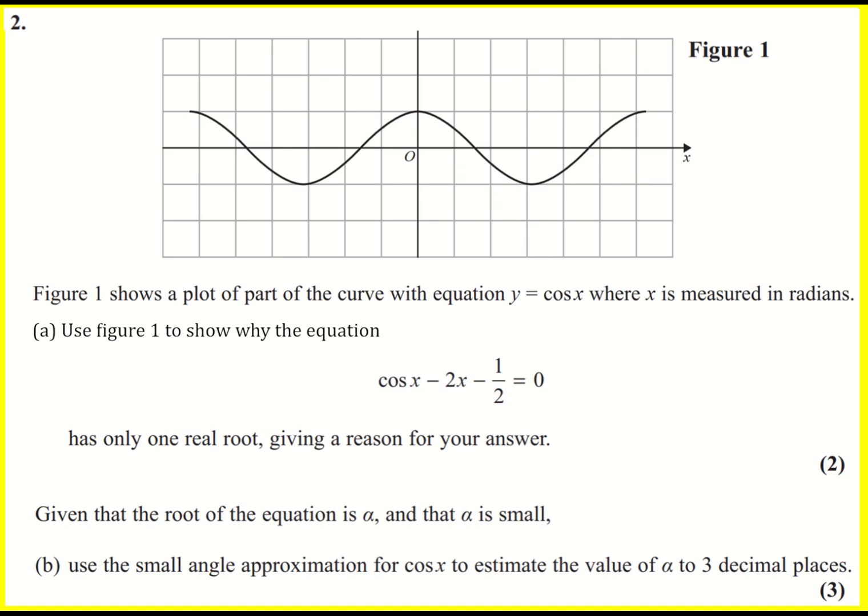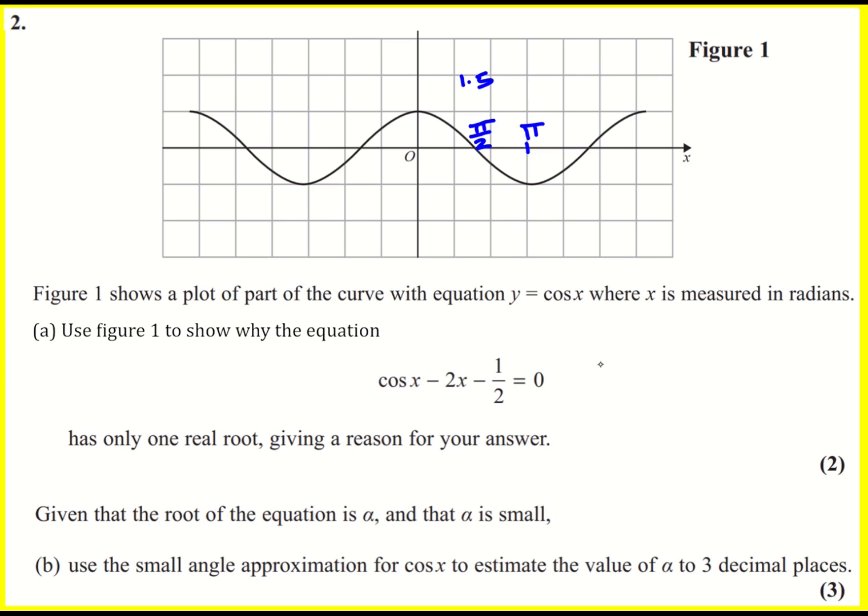Figure 1 shows y equals cos x, and we're measuring it in radians. Okay, let's add on a couple bits. So that would be pi over 2, and that would be pi, and so on. So pi over 2 is about 1.5. Then use figure 1 to explain why this equation has only one real root, giving an answer.